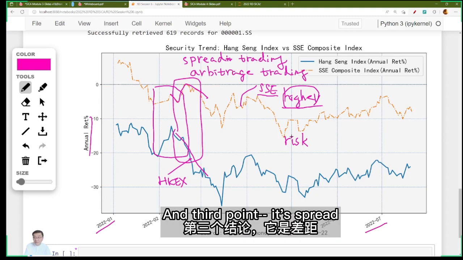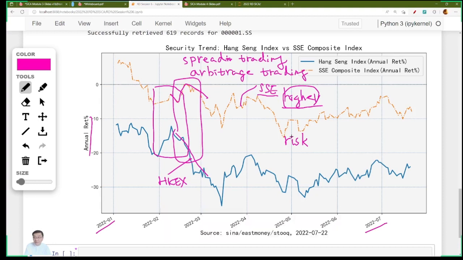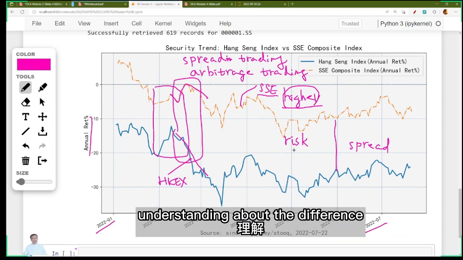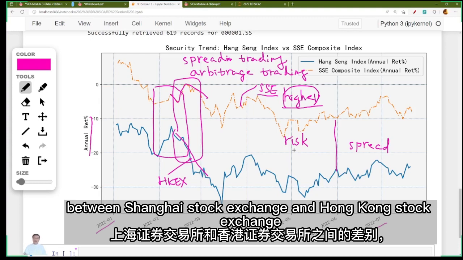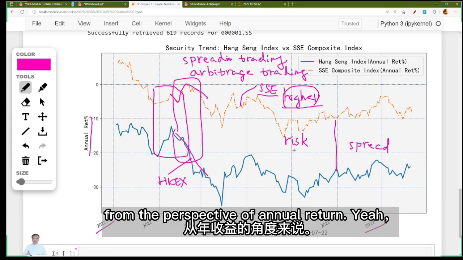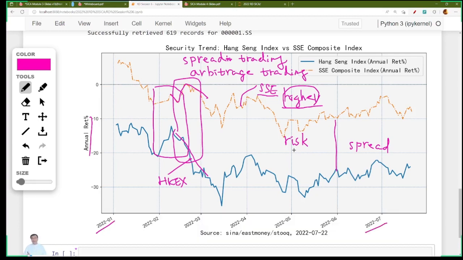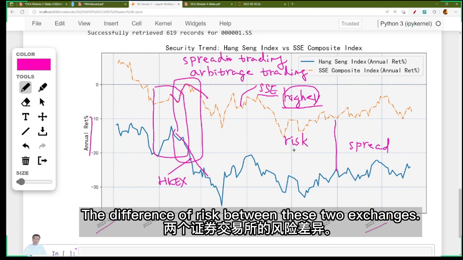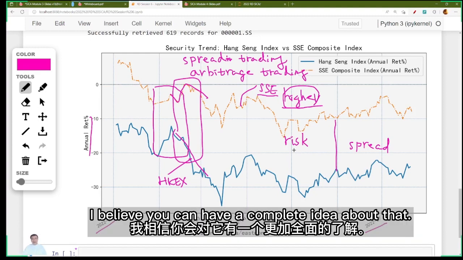And the third point, their spread does not change a lot. It's relatively steady. So from these two pictures, we can have a quick understanding of the difference between the Shanghai Stock Exchange and the Hong Kong Stock Exchange from the perspective of annual return. Of course, for a complete analyst report, we also have to analyze the difference of risk between these two exchanges. After this morning, I believe you can have a complete idea about that.